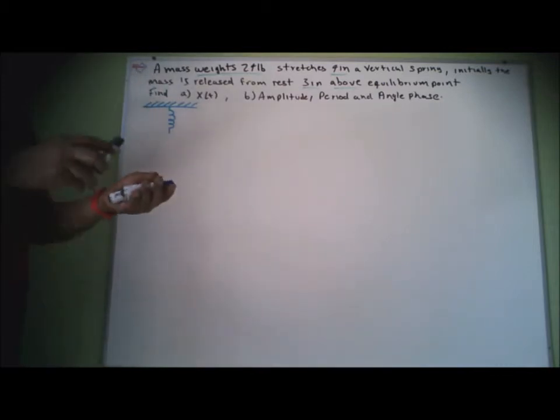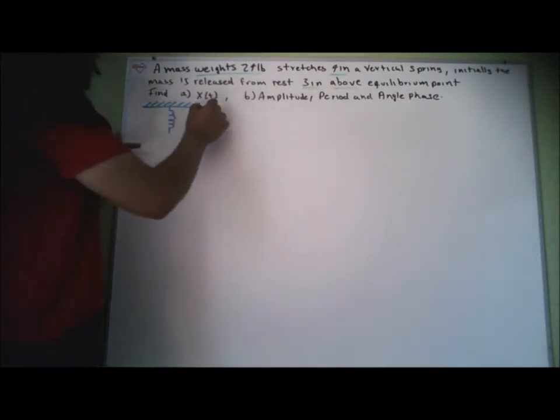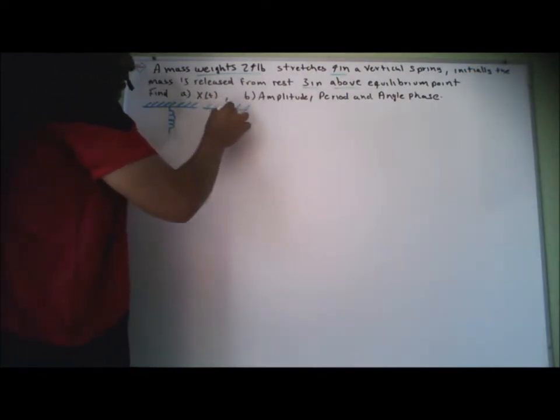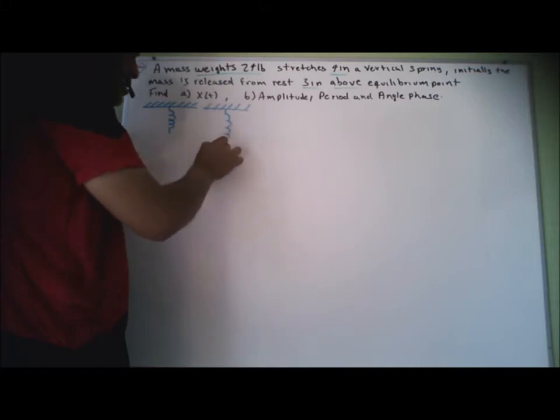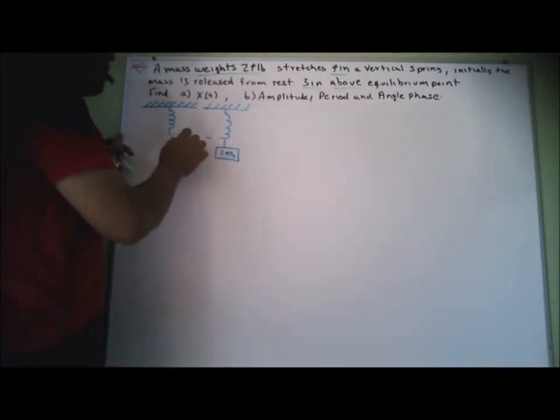By the way, it doesn't say anything about the friction, so I will assume it's a free undamped model. Okay, so a mass weighs 24 pounds and it stretches a vertical spring 4 inches. This is the spring without any mass. Now, when it is attached, it is stretched by these 24 pounds. So this distance is 4 inches.